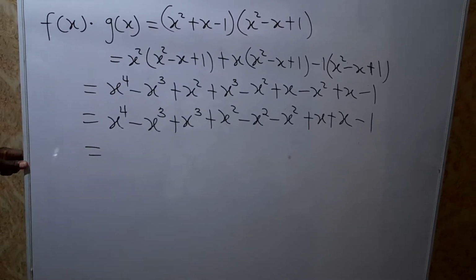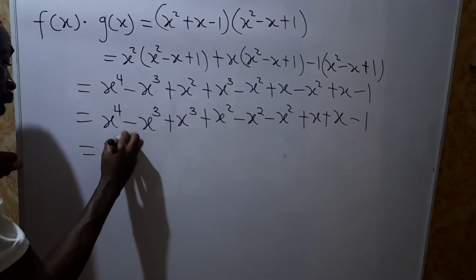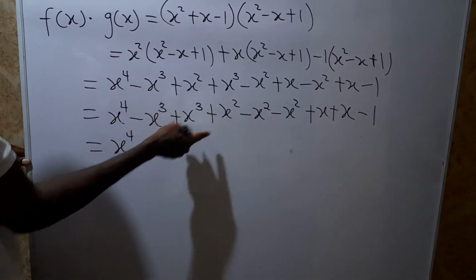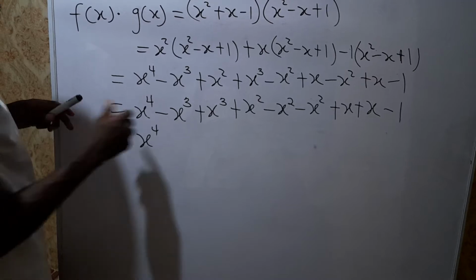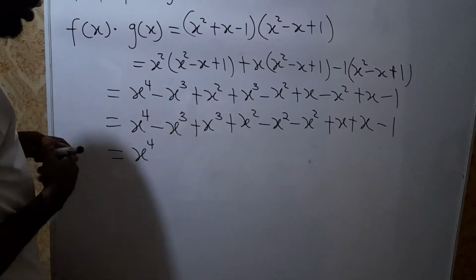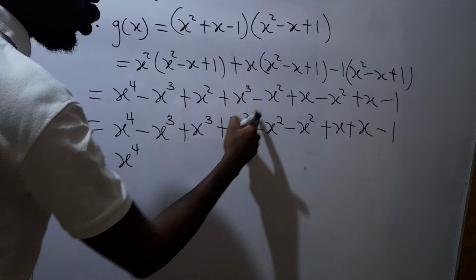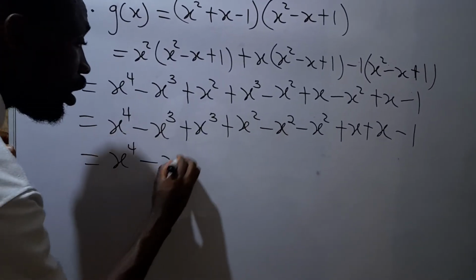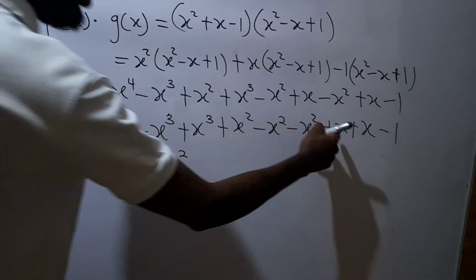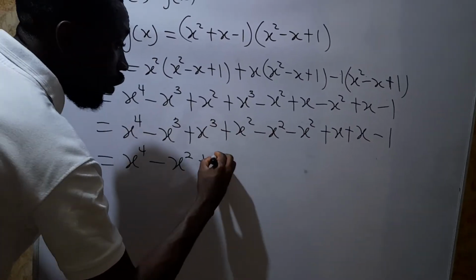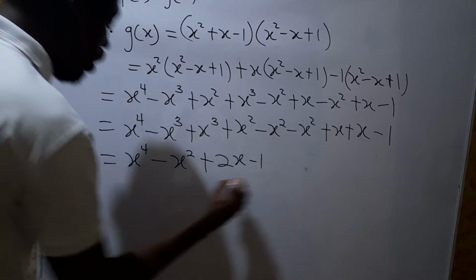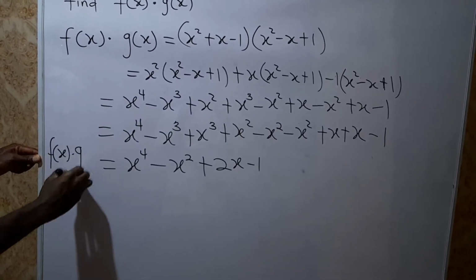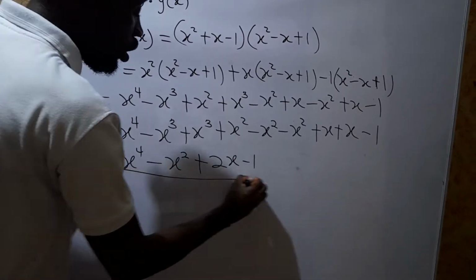What next? We perform the operations on them. So we have x exponent 4. Then minus x cubed plus x cubed will give us 0. So that's minus 1 plus 1, it will be 0. Then we have x squared minus x squared, that's 0. Then minus our x squared. So we have minus x squared. Then x plus x will give us 2x, then minus 1. Then we can say this is our f of x times g of x. I hope you get that.